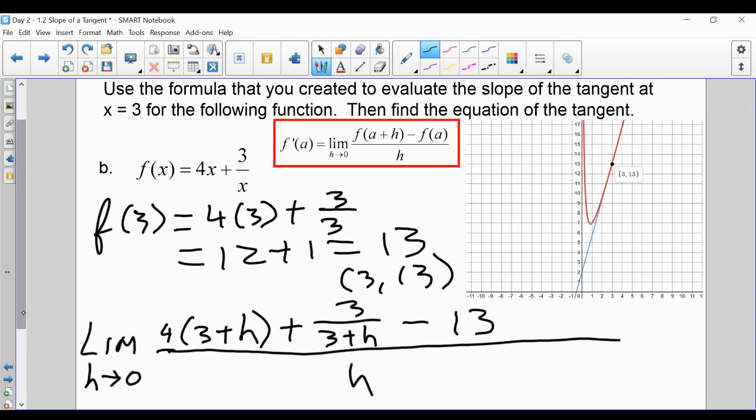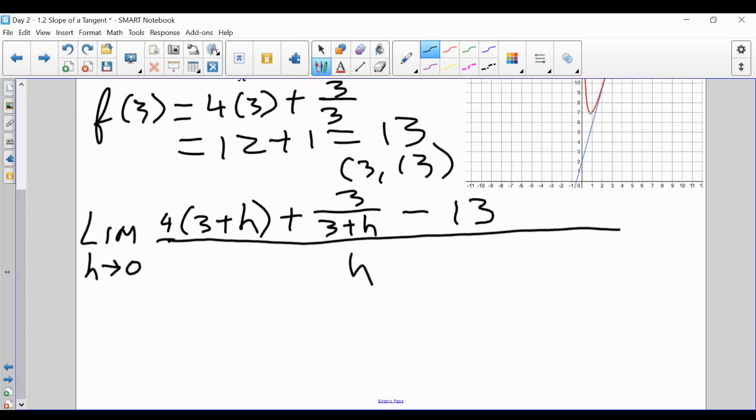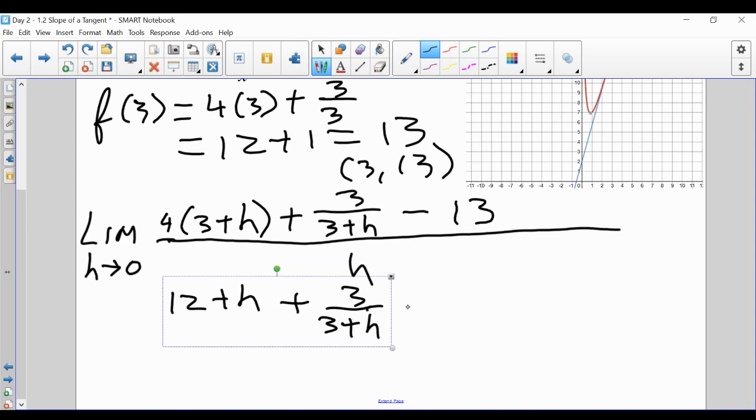Now, this involves a lot of finding common denominators. That doesn't make it easy, but we still have to do it. So let's take our time and do it. You can expand this if you want to, if that makes it easier for you. I don't think it's really necessary, but I can go ahead and do that. So 4 times 3, of course, is 12. So let's put that as 12 plus h, and that's plus 3 over 3 plus h, and then minus 13, all over h.